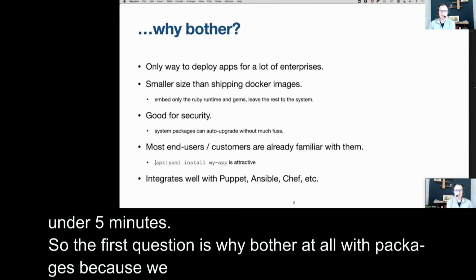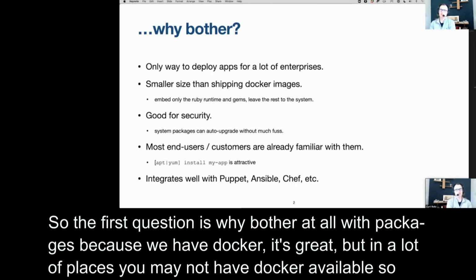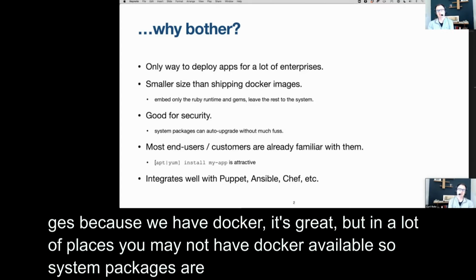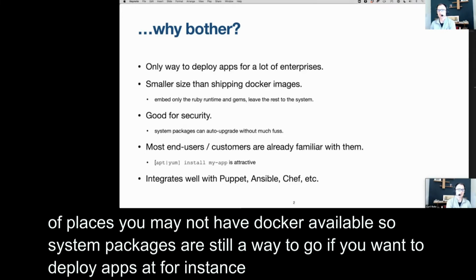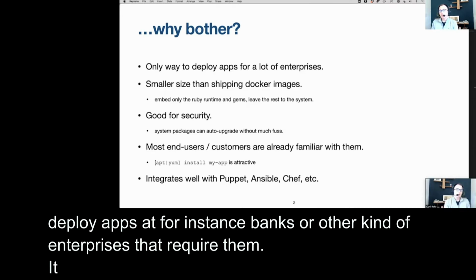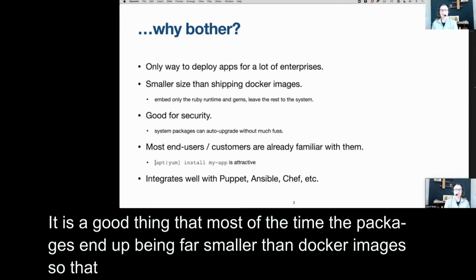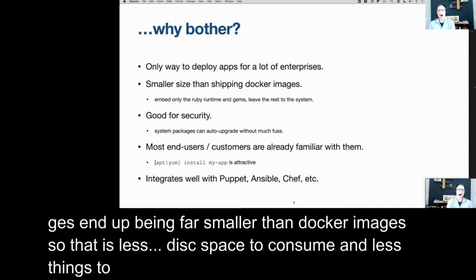Because we have Docker, it's great, but in a lot of places, you may not have Docker available. So system packages are still a way to go if you want to deploy apps at, for instance, banks or other kind of enterprises that require them. A good thing is that most of the time the packages end up being far smaller than Docker images, so that's less disk space to consume and less things to transfer.